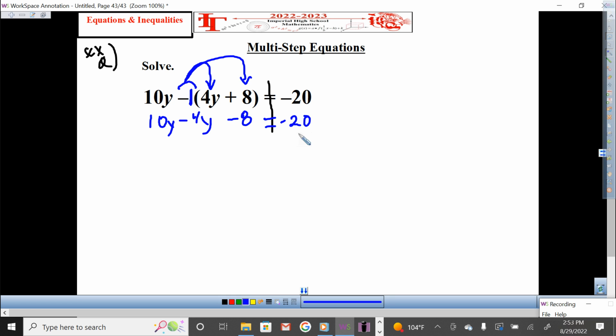Can we still simplify the left side? Yes? Jaden Lopez, what do I do next? Add the y. So 10y minus 4y is 6y minus 8 equals -20. So far so good? Yes? Tell me everyone what would be the next step, please. Next step. All right, help us out, Alan, since you already asked your neighbor. Alan, what's the next step?